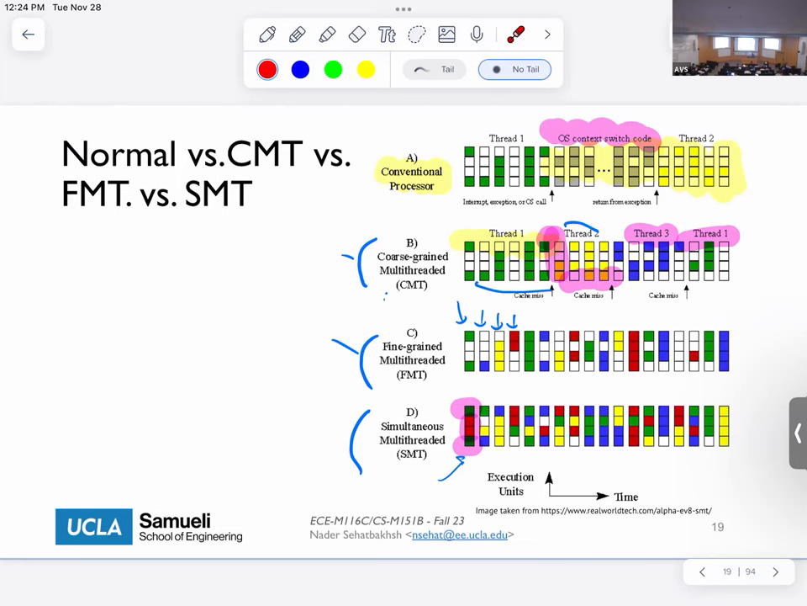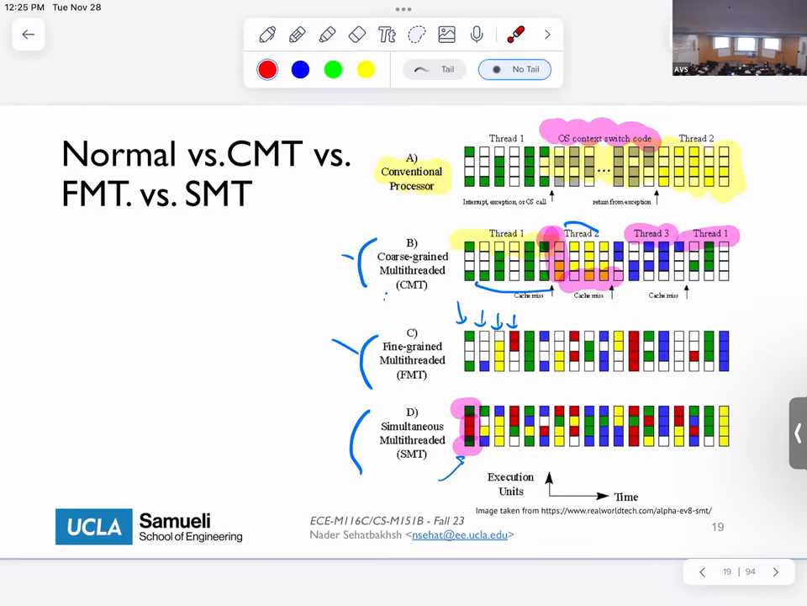The question is, what does this show? So this is every clock. It's the FU units in every clock cycle. Let's say this is a four-issue processor, so you have four FU units. The different colors show different processes, and it shows how these FUs are being utilized.